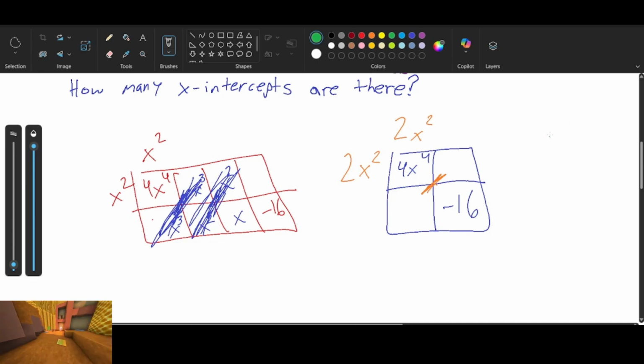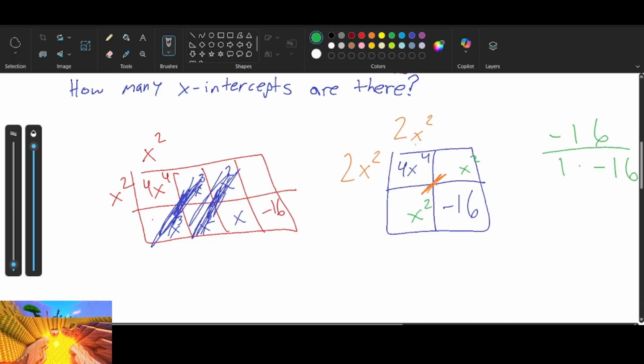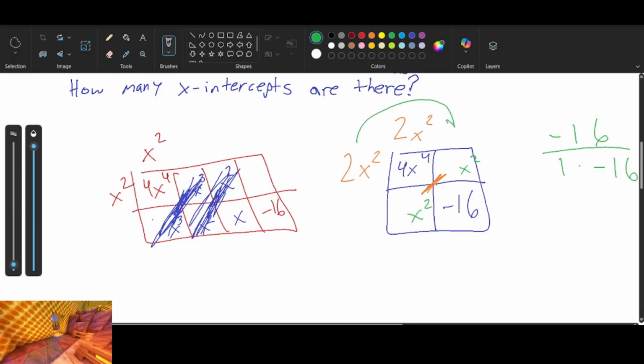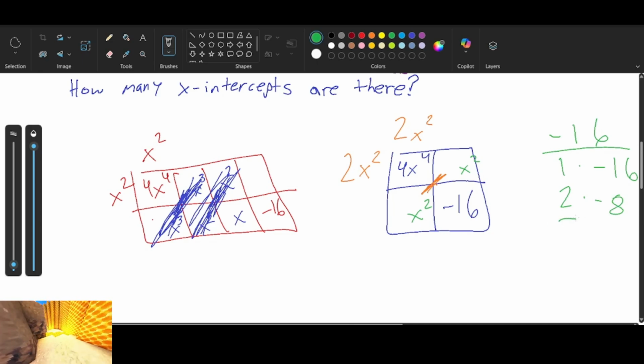So right now, I know that I need 2 numbers that multiply to negative 16, but add to 0. X squareds, right? I know that I'm going to have some amount of x squareds in this box, some amount of x squareds in this box, because like 2x squared times a number is going to give me some amount of x squareds. So if I'm trying to factor negative 16, I could have 2 times negative 8.